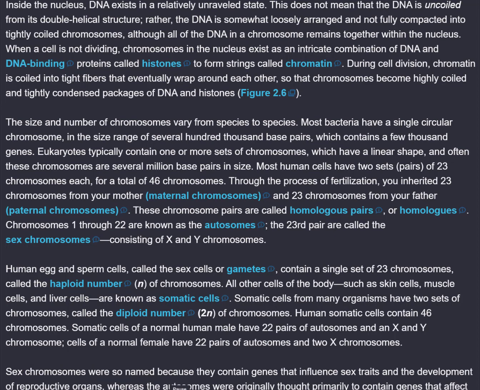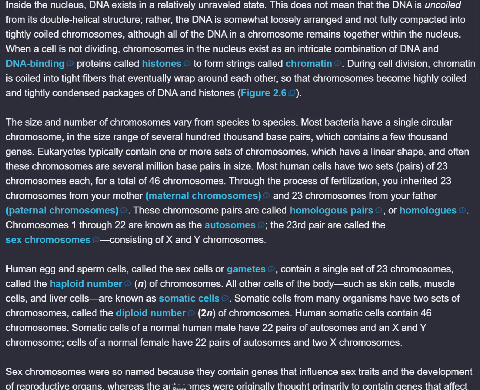Inside the nucleus, DNA exists in a relatively unraveled state. This does not mean that the DNA is uncoiled from its double helical structure; rather, the DNA is somewhat loosely arranged and not fully compacted into tightly coiled chromosomes, although all of the DNA in a chromosome remains together within the nucleus. When a cell is not dividing, chromosomes in the nucleus exist as an intricate combination of DNA and DNA-binding proteins called histones to form strings called chromatin.